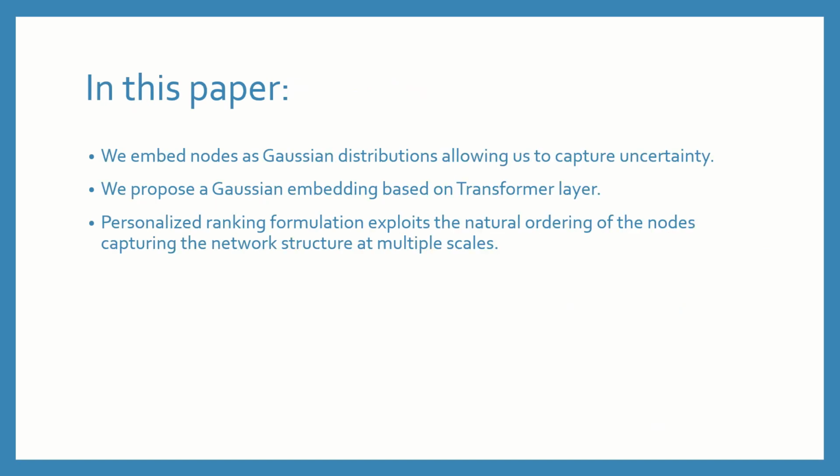So for that reason, in this paper, we try to embed nodes as Gaussian distributions, allowing us to capture the uncertainty of the nodes. And we propose a Gaussian embedding based on transformer layers. And we use a personalized ranking formulation that exploits the ordering of the nodes, capturing the network structure at multiple scales.